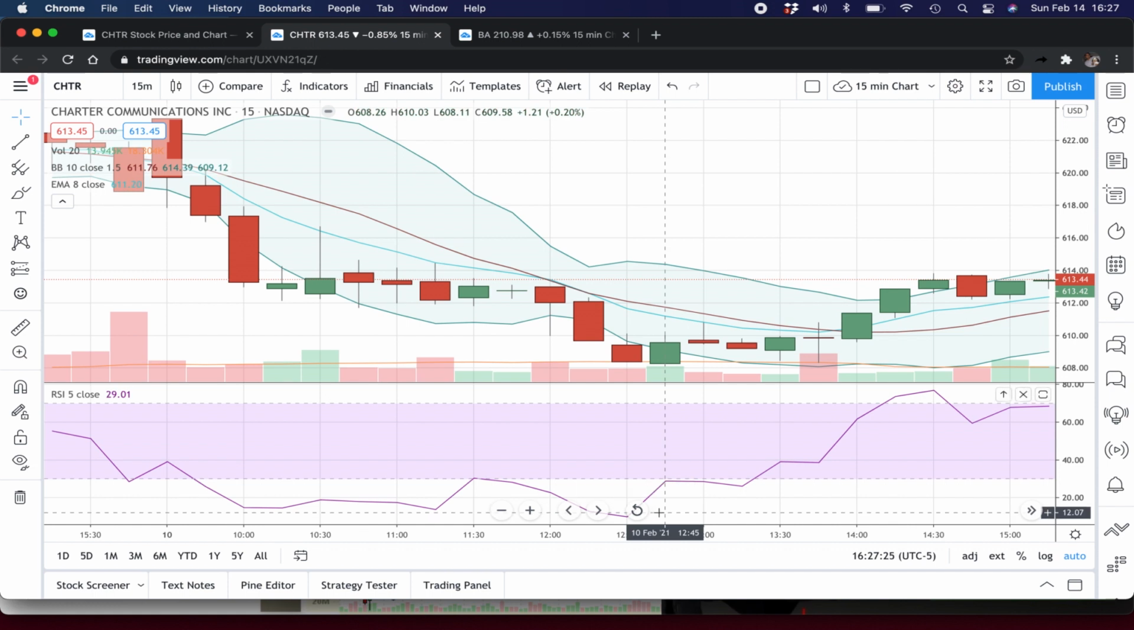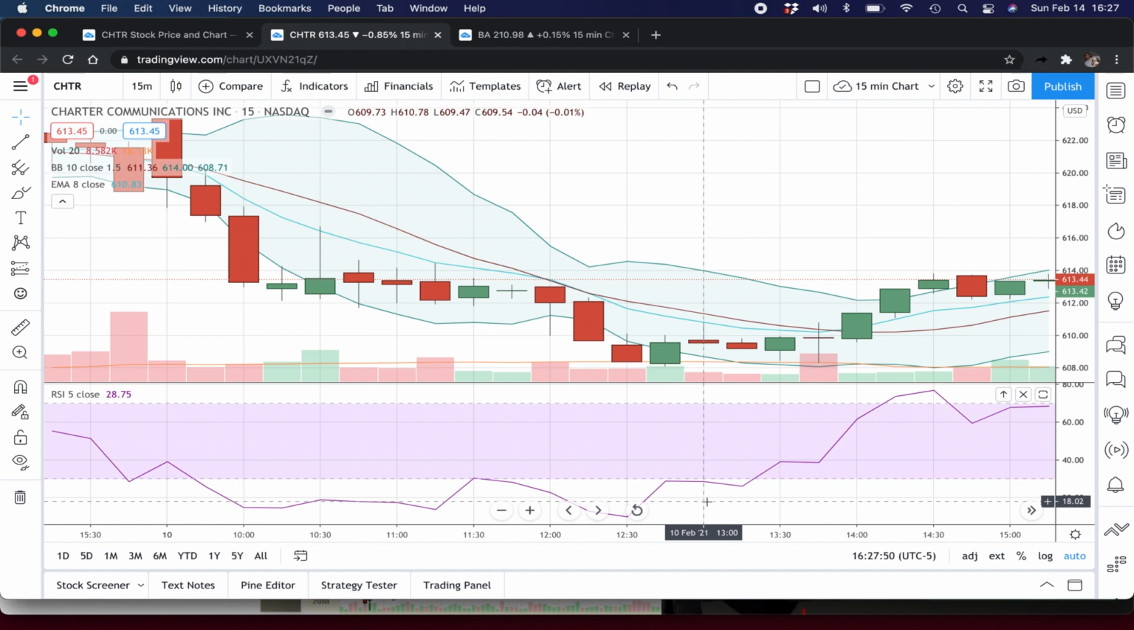So the candle closed green. This is a confirmation signal. So from 12:45 to 1, the candle closed green. So blindly, I'm going to buy the stock at the next open from 1 to 1:15. So I get into the stock at 609.73. I'm going to stay in this trade as long as the candles hit the upper Bollinger Band. That's the rule to take the profits.